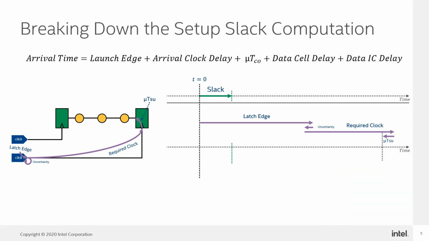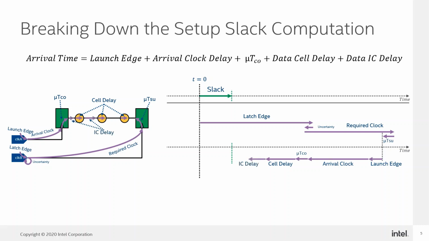Similarly, let's break down the arrival time into its components. We have the launch edge time and the arrival clock delay, which are analogous to the latch edge and required clock delays, but for the launching clock edge. Then we have the register's TCO, which is the time between the clock arriving and the data successfully launching at the output of the source register. And then we have the aggregation of cell delay along the path, which is the delay of the actual logic cells doing computation in this transfer, and interconnect delay, which is the total delay of wires that hook everything up on the data path.